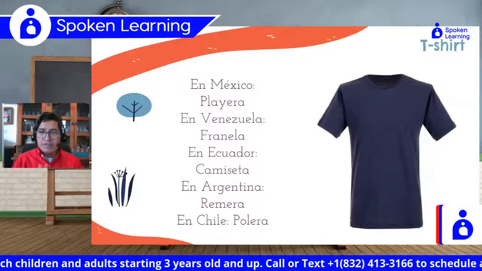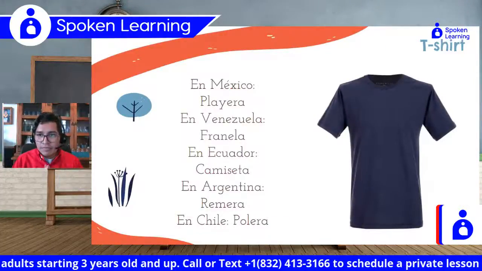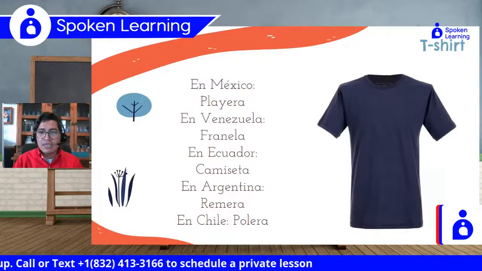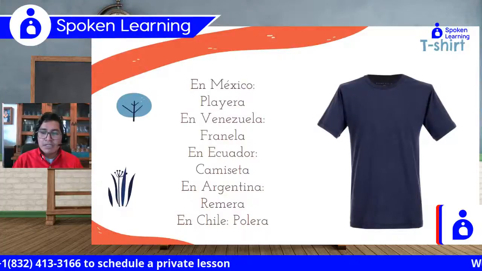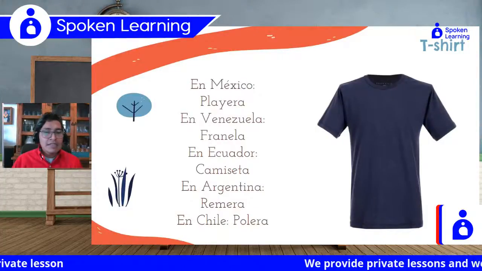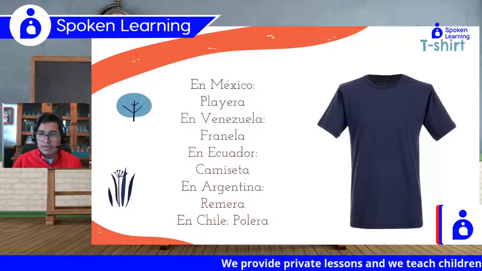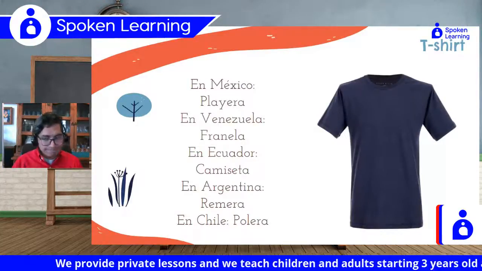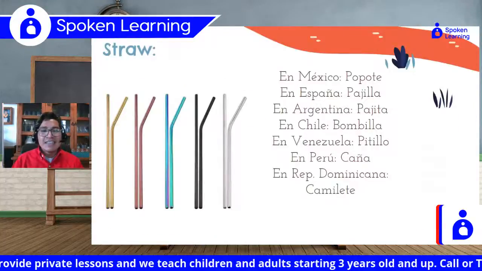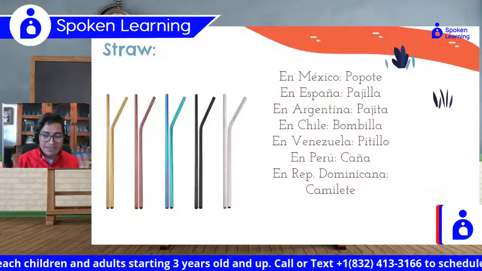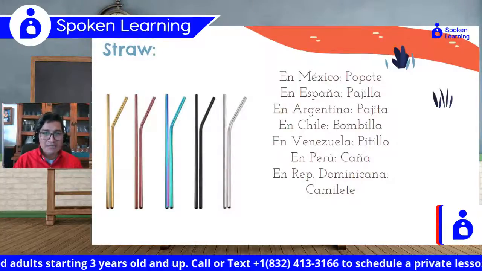Then we have another that is very, very different depending on the region. T-shirt. En México se le llama playera. En Venezuela es franela. En Ecuador es camiseta. En Argentina se le conoce como remera. Y en Chile es la polera. So, once again. Seguimos con this one, it's even funny, but I'll explain in another session why this one is so funny.